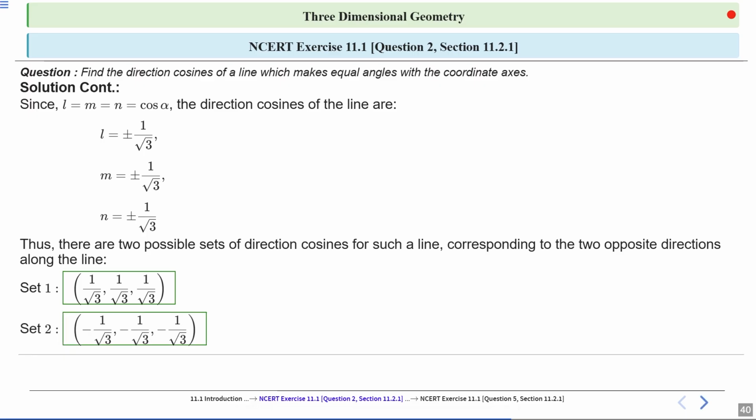The second set is minus 1 divided by square root of 3, comma minus 1 divided by square root of 3, comma minus 1 divided by square root of 3. Here, all the direction cosines are negative, which means the line points in the opposite direction but still makes equal angles with each axis. So, both sets are correct and we have found the possible direction cosines for this scenario.